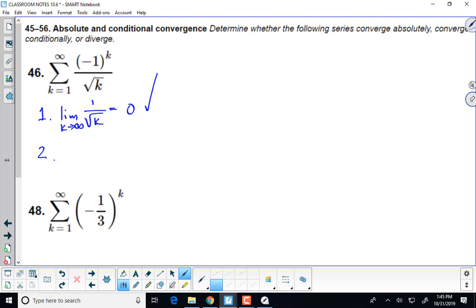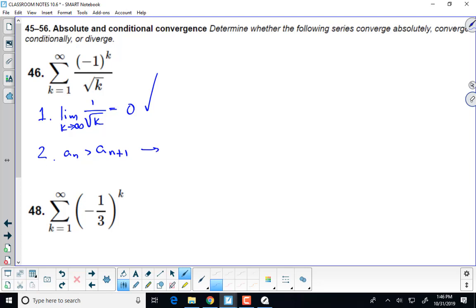So the first step is just showing that the limit is zero. And everybody agree with that? Yes. Sure. So that's the same thing as we use for the divergence test. If this doesn't go to zero, then we know it diverges. So first step of the alternating series test, limit is zero. Second step, we want to show that the terms are getting smaller. If we can show that the terms are getting smaller, that's it. Then the alternating series converges.